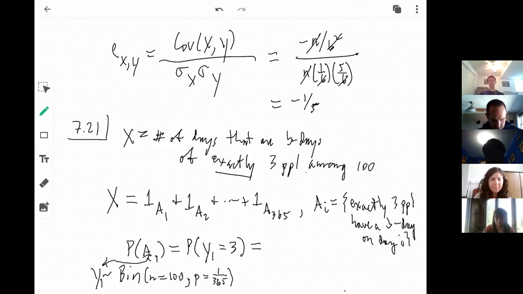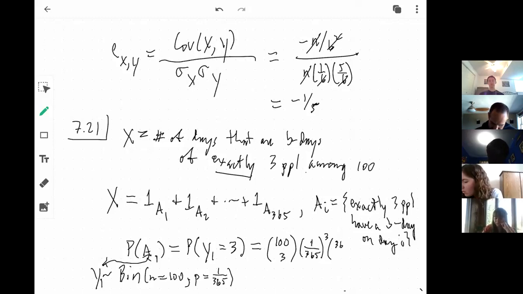And we know stuff about the binomial. We know a lot of stuff about it. This has to be the right approach. All this stuff is coming out that we know well, right? So what is this going to be? You said it was 100 choose 3, right? And then 1 over 365 to the third. And then 364 out of 365 raised to the 97.